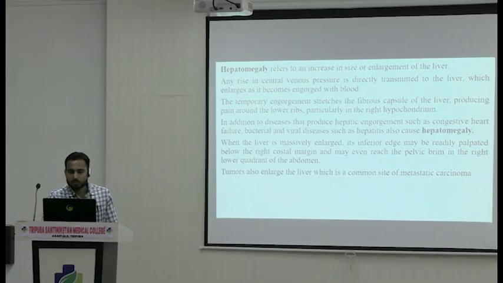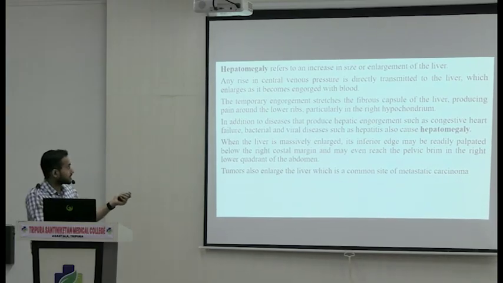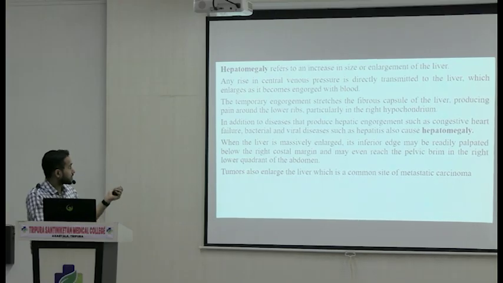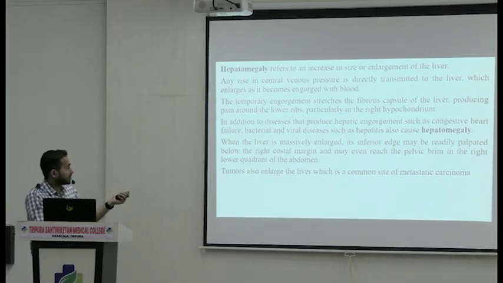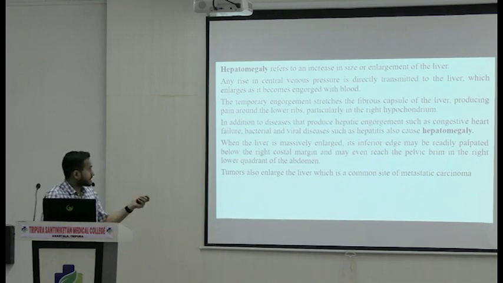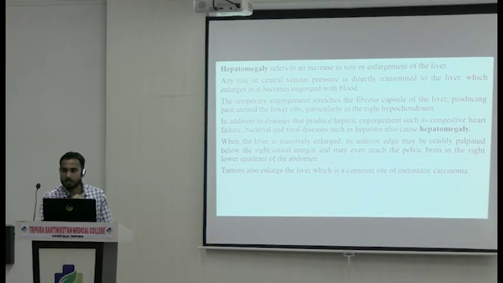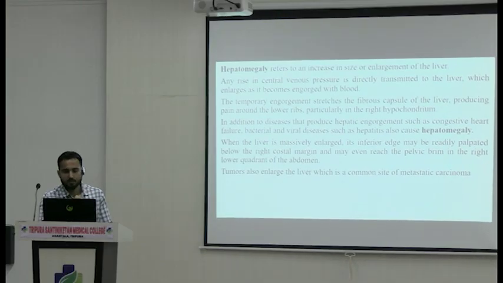Now, temporary engorgement stretches the fibrous capsule of the liver, producing pain around the lower ribs, particularly in the right hypochondrium. In addition, diseases that produce hepatic engorgement, such as congestive heart failure, and bacterial or viral diseases such as hepatitis, also cause hepatomegaly.